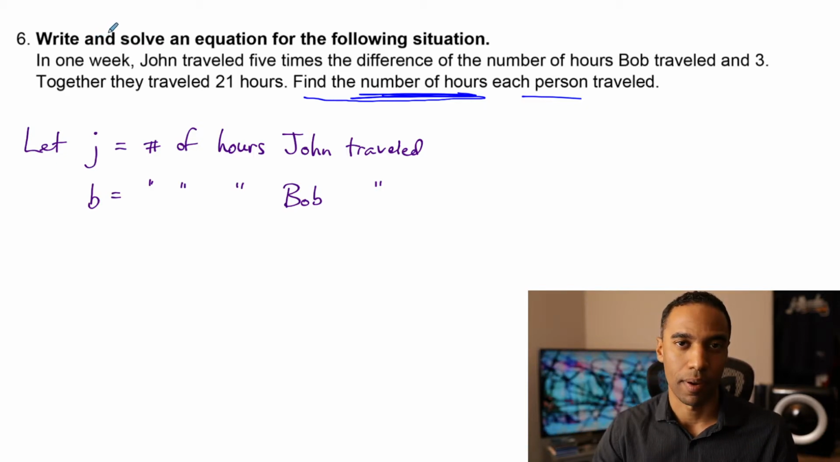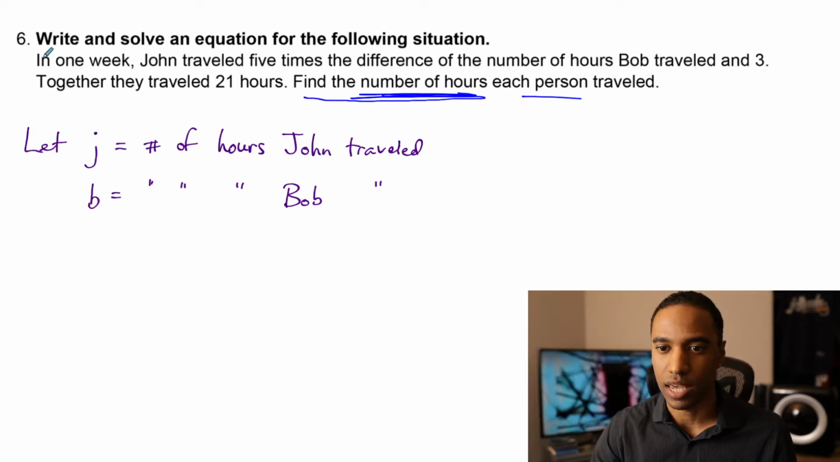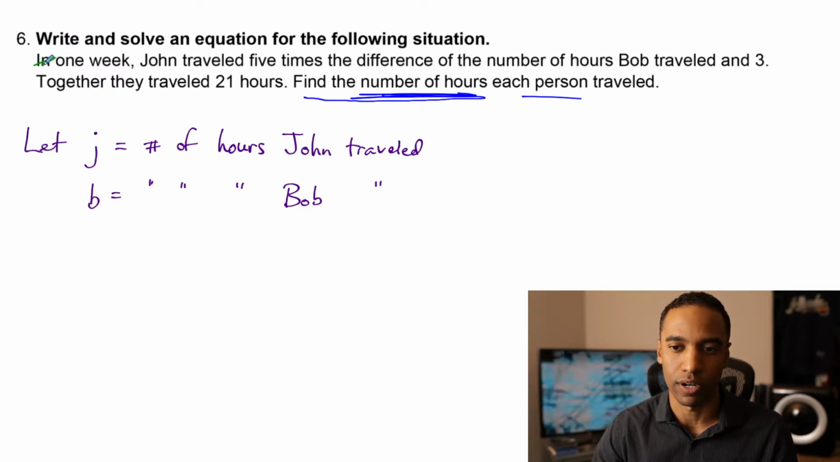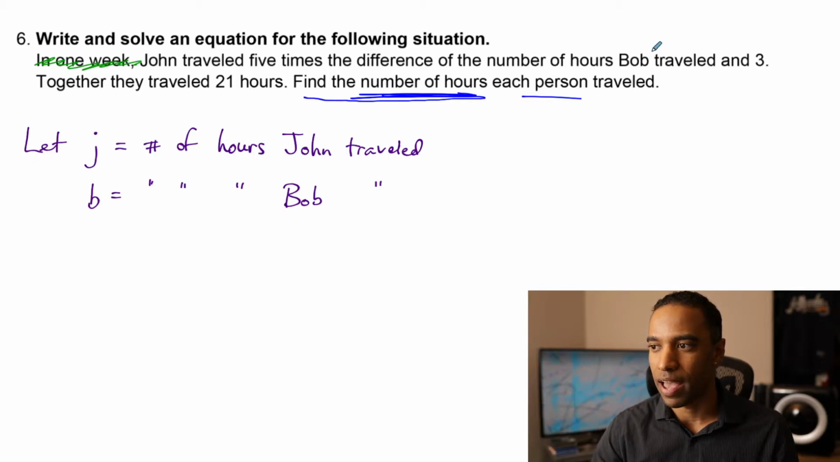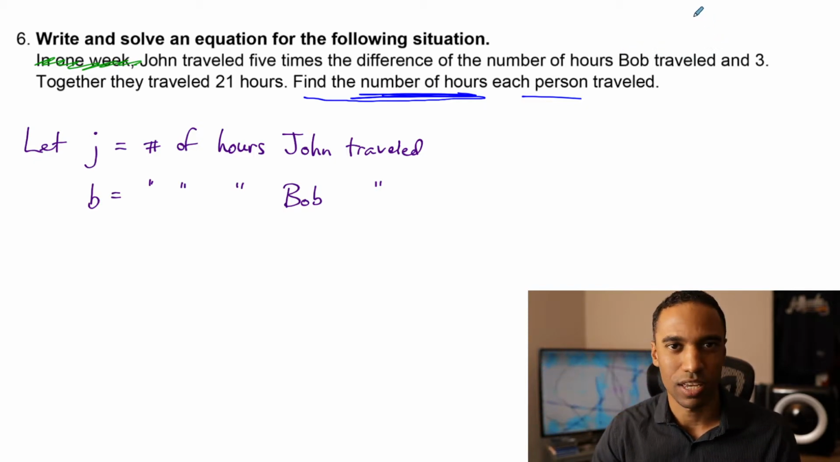Not really. They don't talk about the week at any other point. They could just be saying that's how they recorded it. I'm going to ignore the 1 week part. John traveled 5 times the difference of the number of hours Bob traveled and 3. Okay, that's a lot of stuff. I'm going to save that one for a moment. Let's look at the next one.